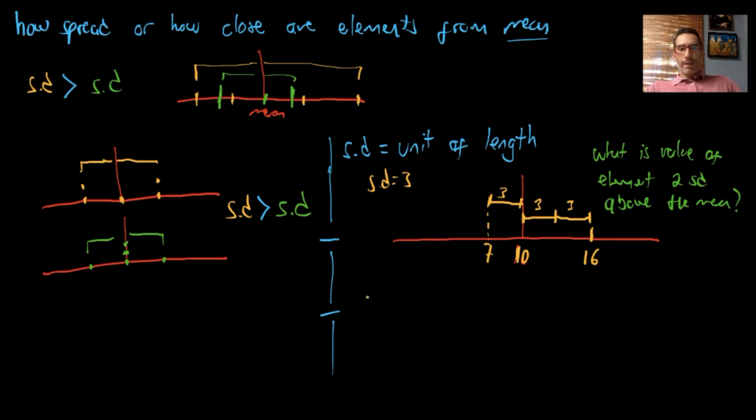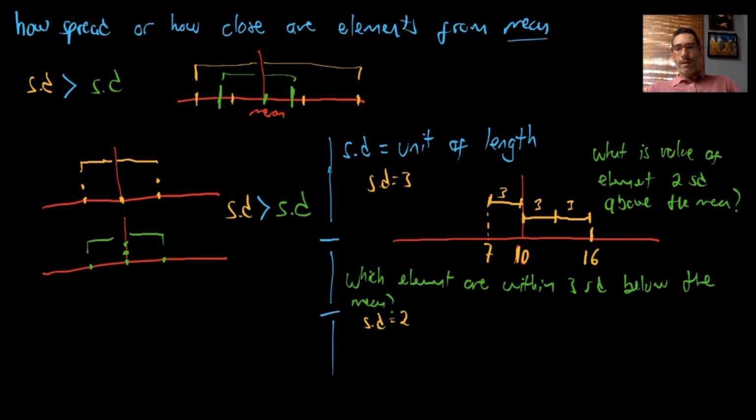Let's give another example for you to be, again, a little more clear on what I mean by the standard deviation being a unit of length. We're going to be given a list, right? And the question would be, which elements are within, let's say, 3 standard deviations below the mean, okay? And let's say that they tell us that in this case the standard deviation will take the value of 2.